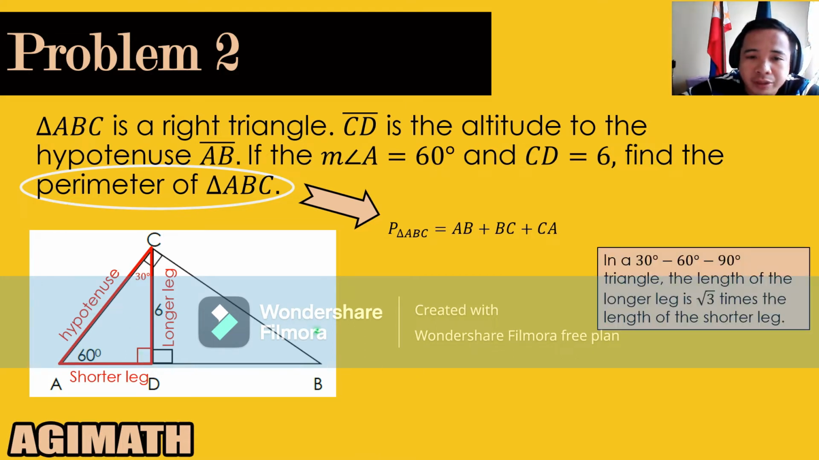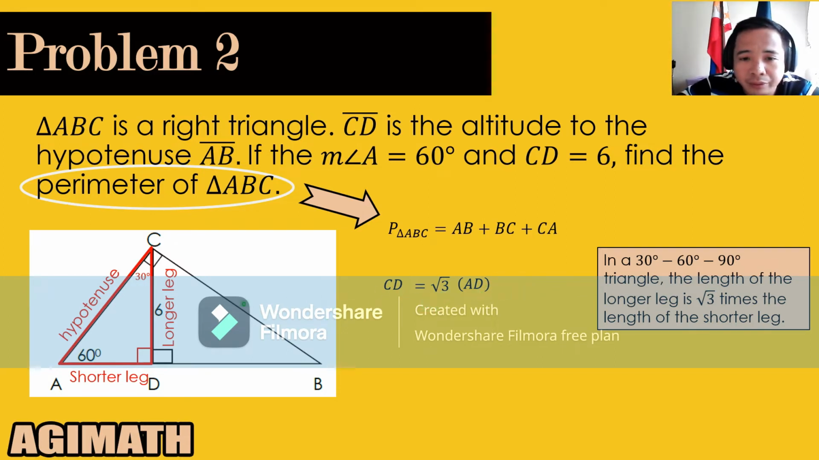Now, we start with this theorem. In a 30, 60, 90 triangle, the length of the longer leg is square root of 3 times the length of the shorter leg. Again, the length of the longer leg is square root of 3 times the length of the shorter leg. So going back to the figure, the length of the longer leg, or CD, should be equal to square root of 3 times the length of the shorter leg, which is AD. So we have this formula from this theorem: CD is equal to square root of 3 times AD.